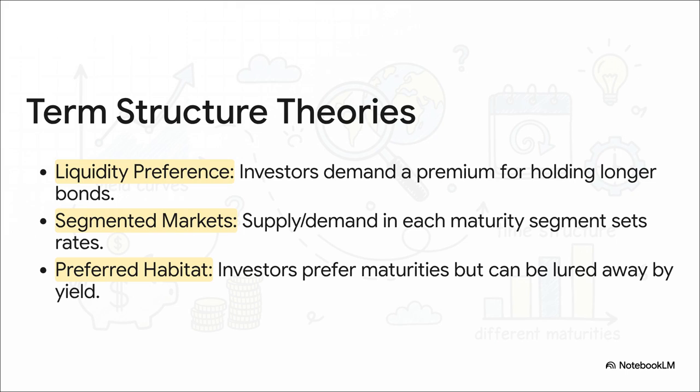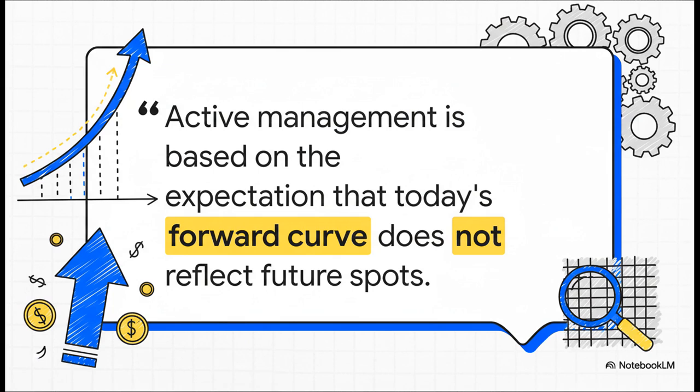The segmented markets theory says that the market for short-term bonds and long-term bonds are basically separate worlds. And then the preferred habitat theory is kind of a mix, saying investors prefer a certain time frame, but you can tempt them to move if you offer a high enough yield. And this quote, this is really the whole game for professional investors.